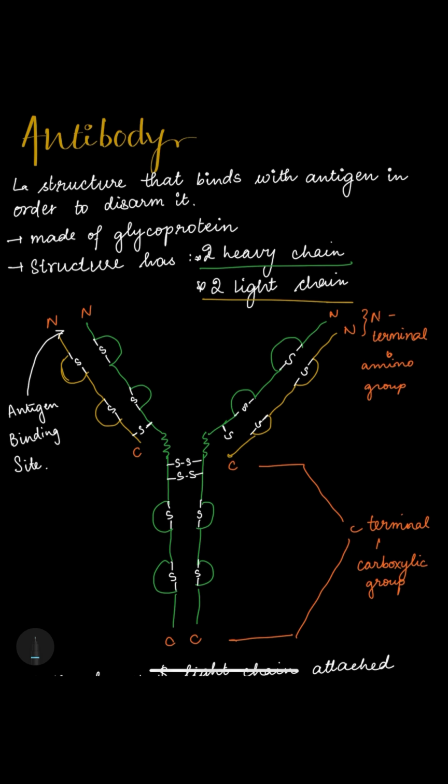Today we are going to discuss another very important topic from immunology. As you can see, we'll discuss antibody and its structure. What is an antibody? It is a structure that binds with an antigen in order to disarm it. Disarm means destroy it or decrease its effect over the body.